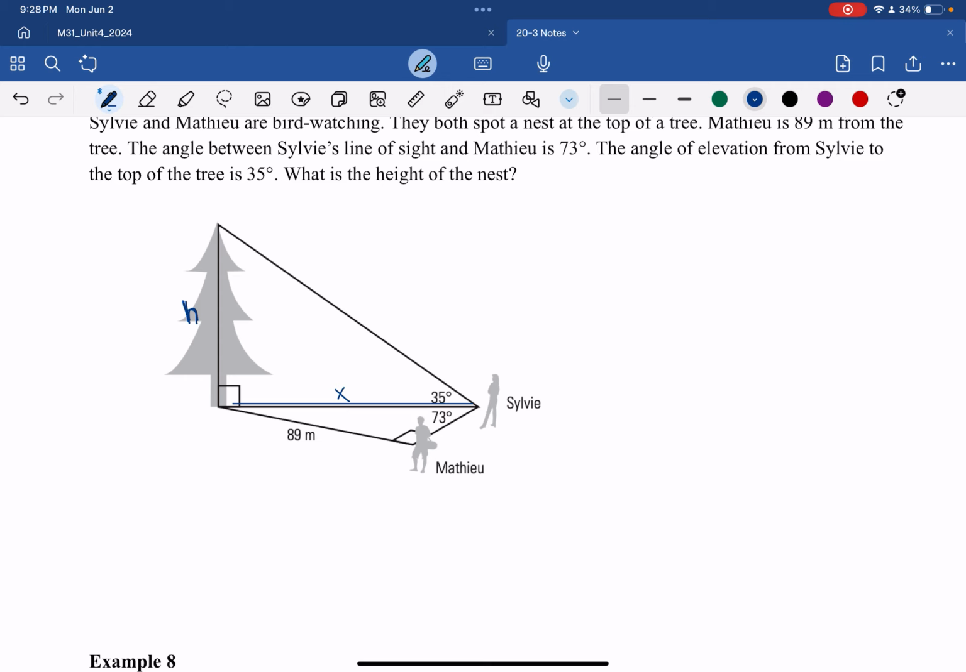Oh, do you know what? It's not adjacent. I need to correct myself. So this 73, it's actually the hypotenuse. If we look, the 90 degree is right here where Matthew is, and it's across from that X that I'm looking for. So I'm actually using the hypotenuse and the opposite. So that means I'm using sine.